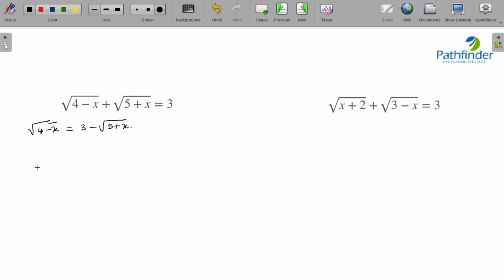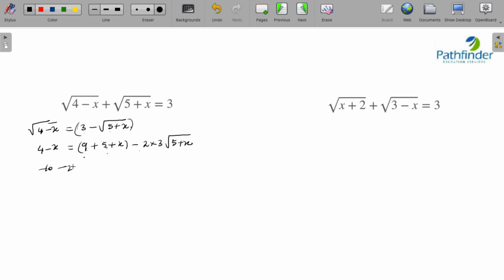So when you square both sides again, you will get 4 minus x on the left hand side, and 9 plus 5 plus x minus 2 into 3 under root of 5 plus x on the right hand side. All we did was we applied (a minus b) whole square here. So a square is 9, b square is 5 plus x, minus 2ab is minus 2 into 3 into under root of 5 plus x. So what do we get? 9 plus 5, 14. 4 minus 14 will give you minus 10.